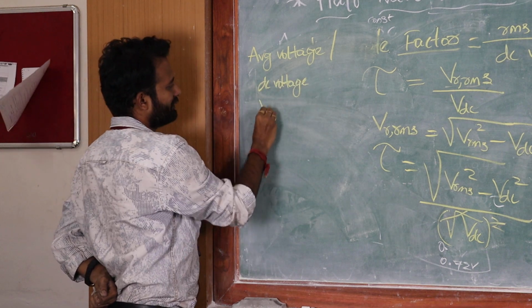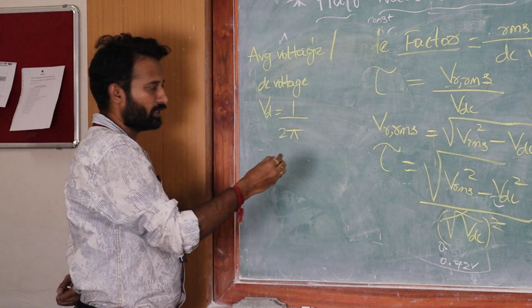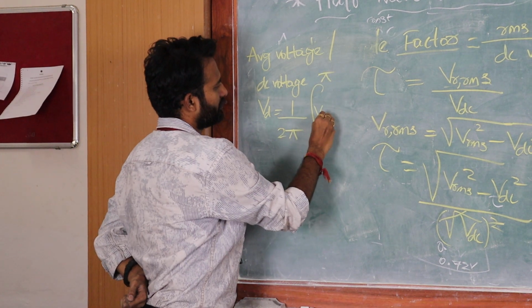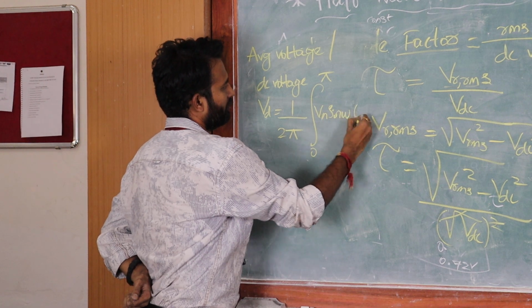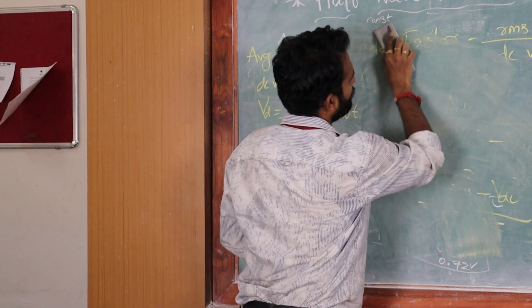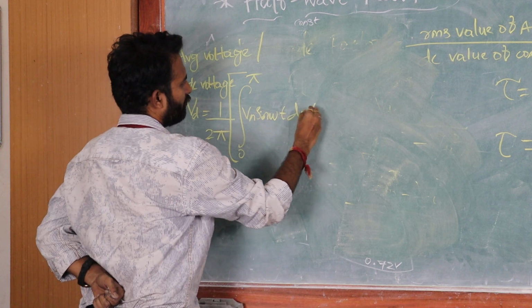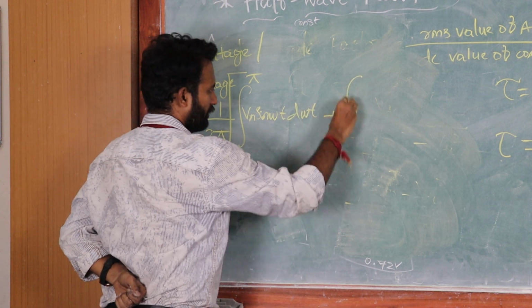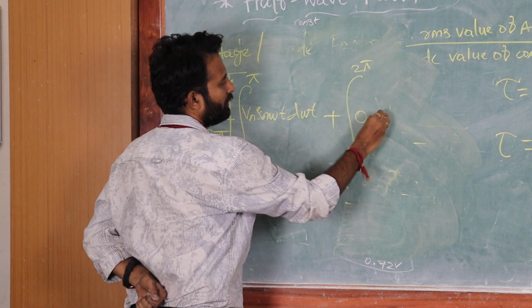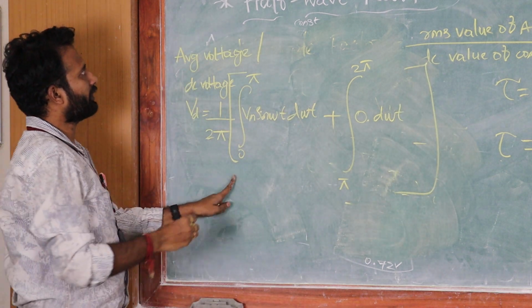Average voltage over DC voltage. VDC is equal to 1 by 2 pi integration from 0 to pi of my input, Vm sin omega t, whole bracket, d omega t, plus one more range, pi to 2 pi, where my output is 0 into d omega t, close the bracket.